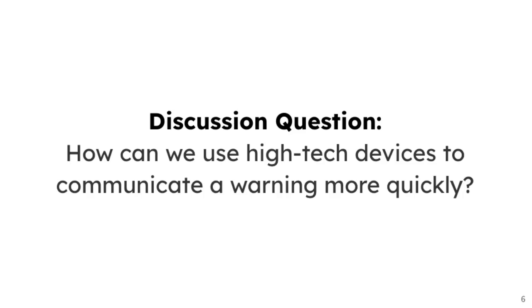In the Explain portion of the lesson, students will engage in a class discussion. You'll invite them to gather and analyze their observations from the activity. You'll use the provided questions to guide the discussion around how can we use high-tech devices to communicate a warning more quickly.